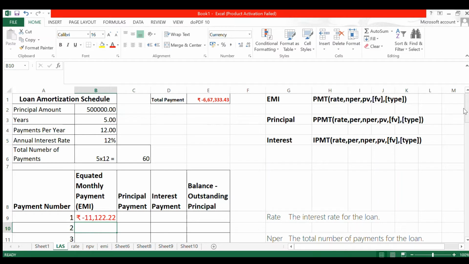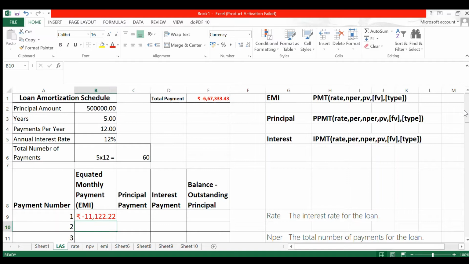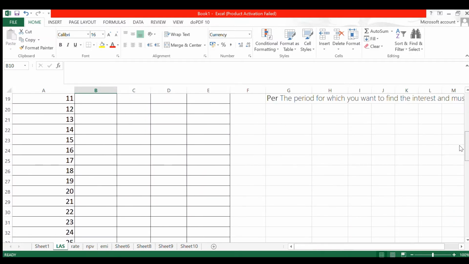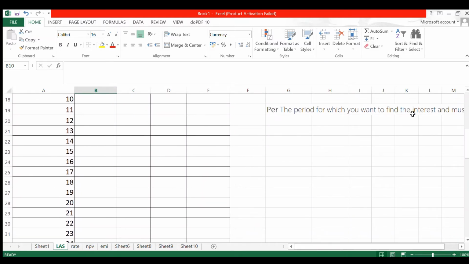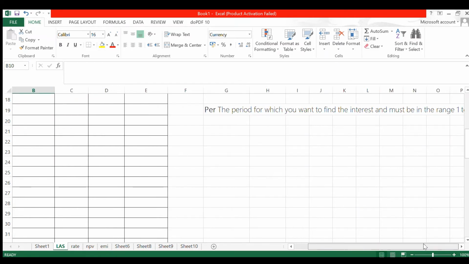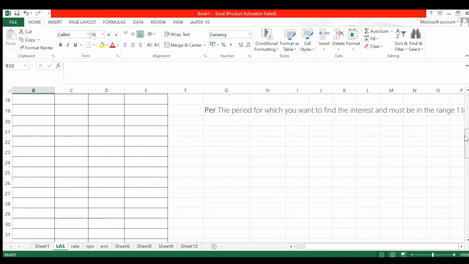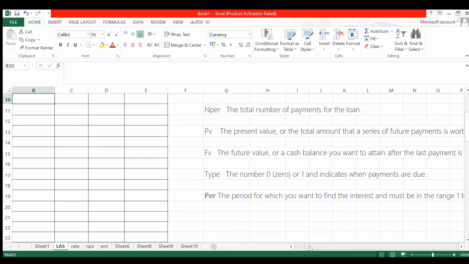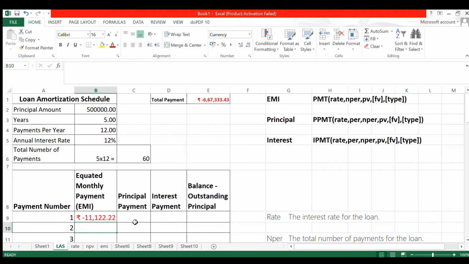The extra input value is per, which means the period for which you want to find the interest, and it must be in the range of 1 to nper. So we want to compute the principal payment for the first month. That is being represented by the per.